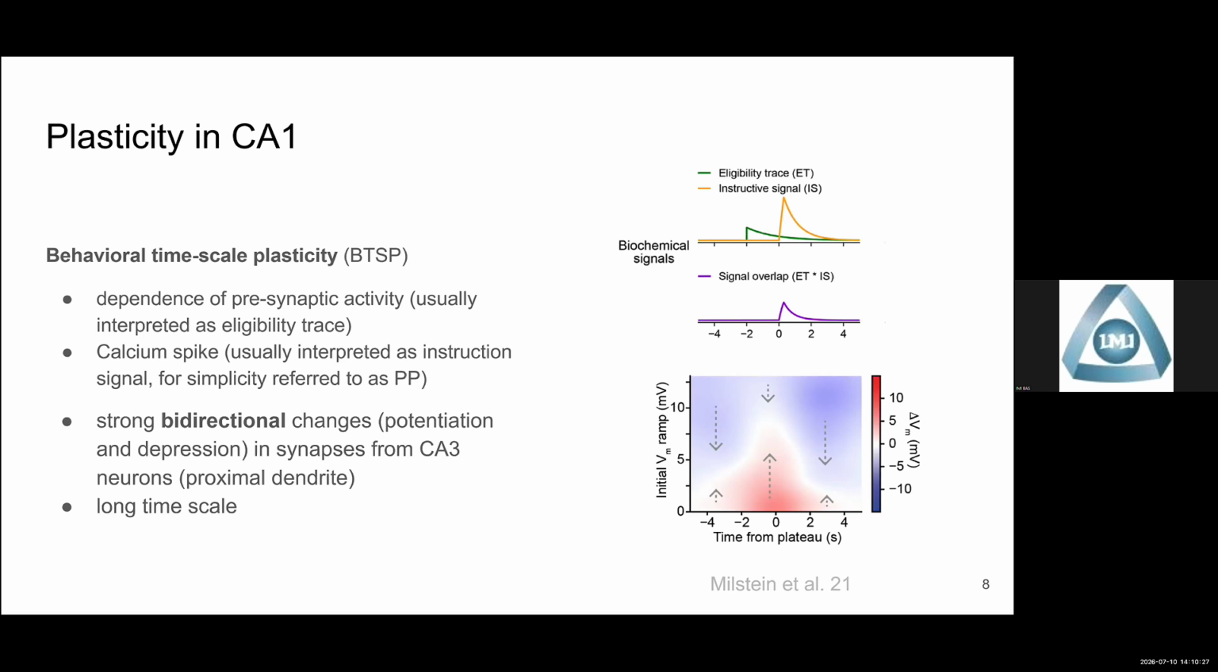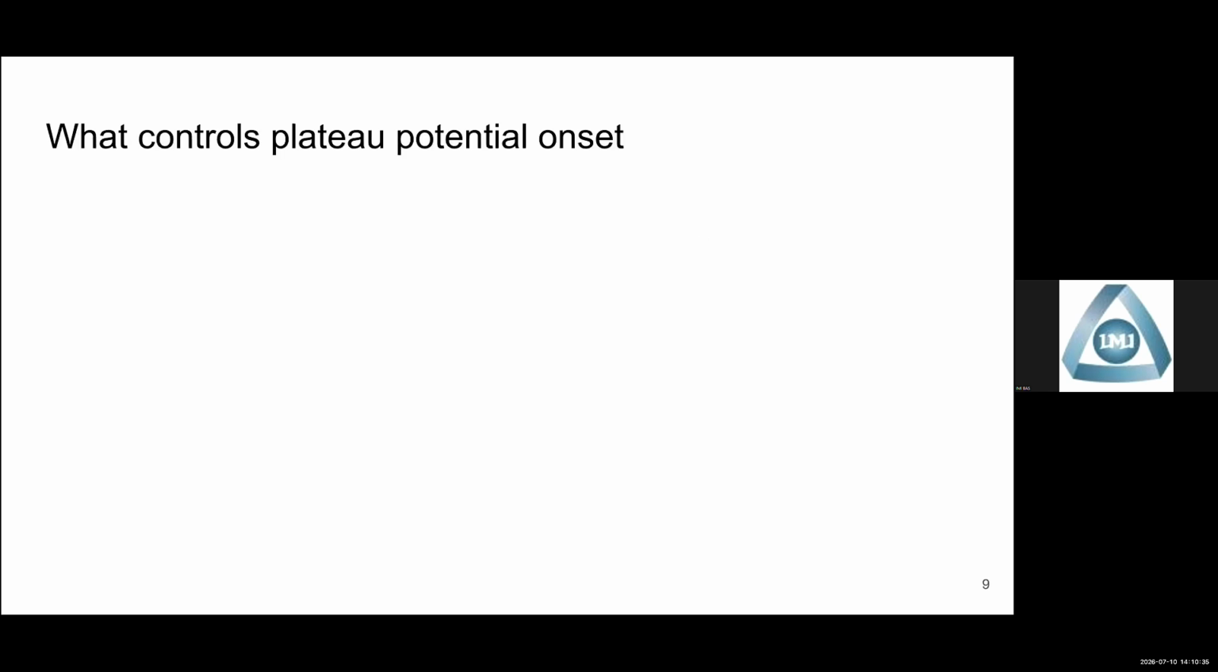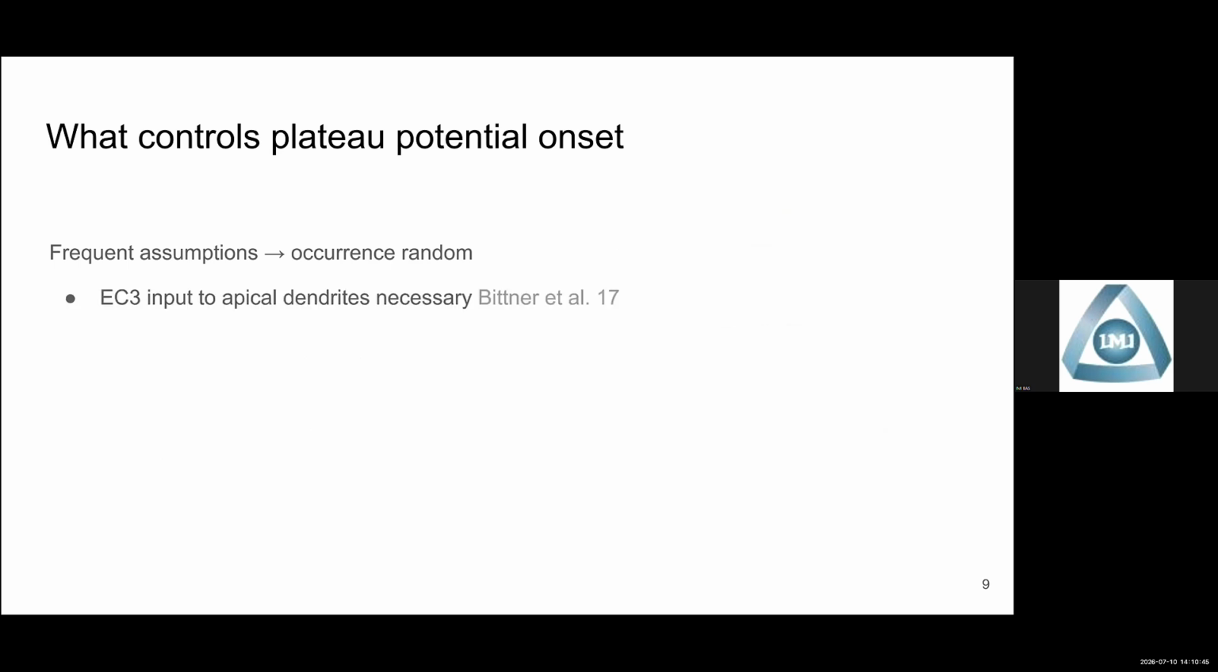But if the plateau potential onset is important for either the potentiation or the depression here, it's a crucial question, what actually controls the plateau potential onset? The frequent assumption is that the occurrence is somewhat random. If you look at the modeling literature, they always say it's a random process. What we know, however, is that the EC3 input, the input to the apical dendrites, is necessary for eliciting such a plateau potential. So it's tempting to assign this EC3 input the role as a controller of the plateau potentials.